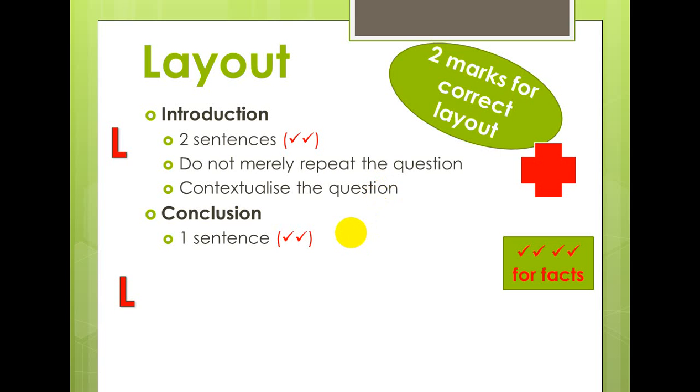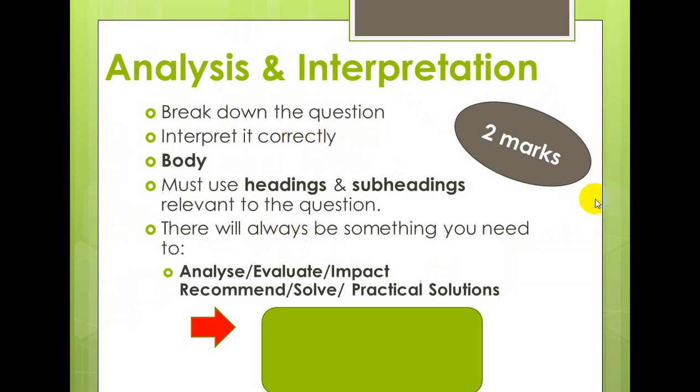In your conclusion, you are merely going to summarize your main facts in 1 sentence, and that gives you another 2 marks. So if we look at this whole thing, the L and the L stand for layout, and those give you 2 marks. The 2 sentences in your introduction give you 2 marks for facts, plus the 1 sentence in the conclusion gives you another 2 marks. So this first step can give you up to 6 marks in total.